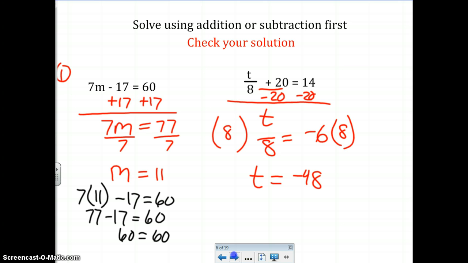And again, I can easily go back and check my work. I can go negative 48 divided by 8 plus 20. Does that equal 14? Negative 48 divided by 8 is negative 6, plus 20 equals 14. And so we end up with a statement saying 14 equals 14, which is true. So my solution is correct. Also, please note that I am showing my work. That is an expectation I have for you as you work through the problems, just to show your work.